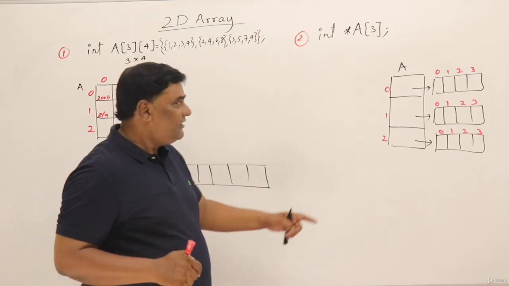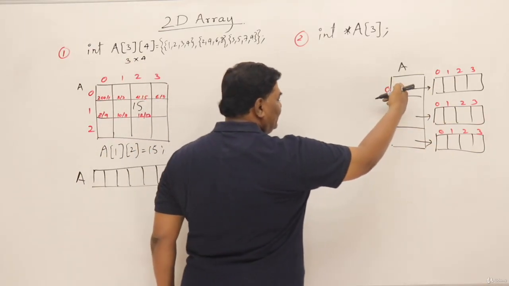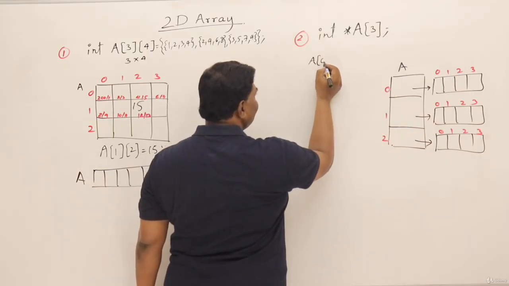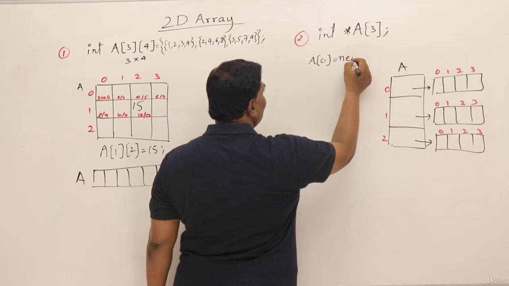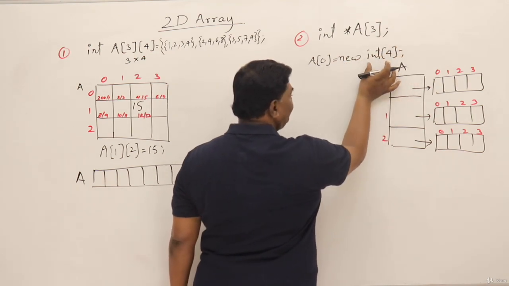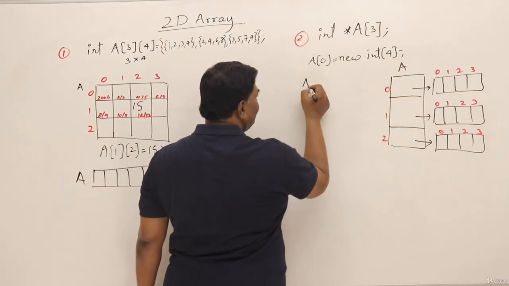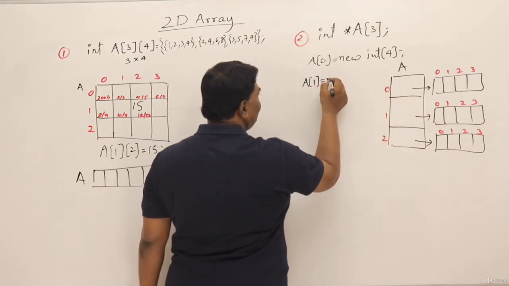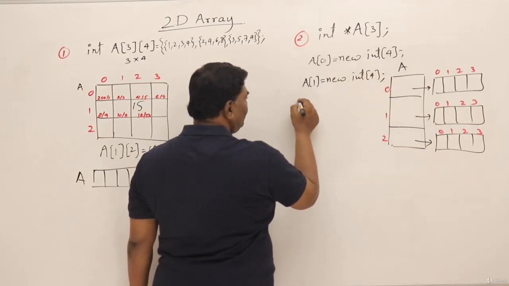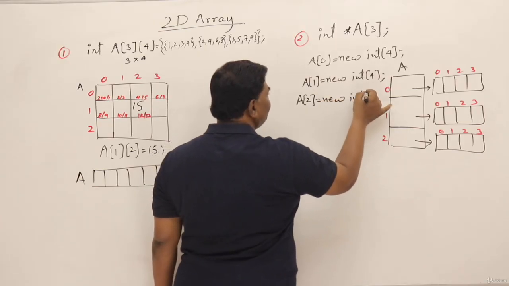Let us see the syntax, how I can create these arrays. I have an array of size 3. In continuation of this, I should say a of 0 assign new int of size 4. So an array of size 4 will be created whose address will be stored in a of 0. Similarly, I should do it for a of 1 assign new int of size 4, and for the next location, a of 2 assign new int of size 4.